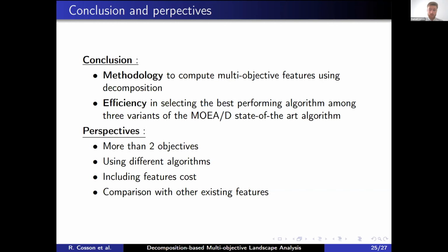However, there are many open issues that are left. We should first begin by enlarging our benchmark settings. So what happens when we use more than bi-objective optimization problems? Can we use what happened with other algorithms or other benchmark instances? Another important issue is, as I said in the previous slide, we do not take into account the cost of the features. And finally, we are also really interested in comparing decomposition-based multi-objective features with other existing features and analyzing their complementarity.